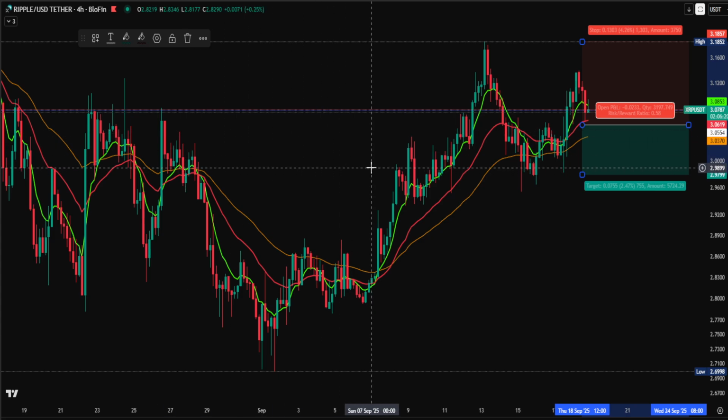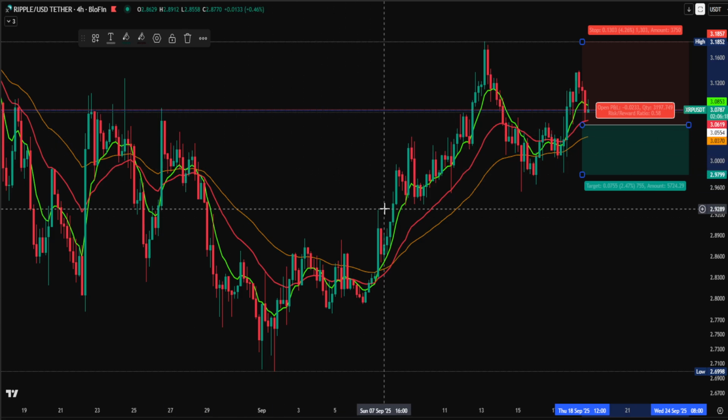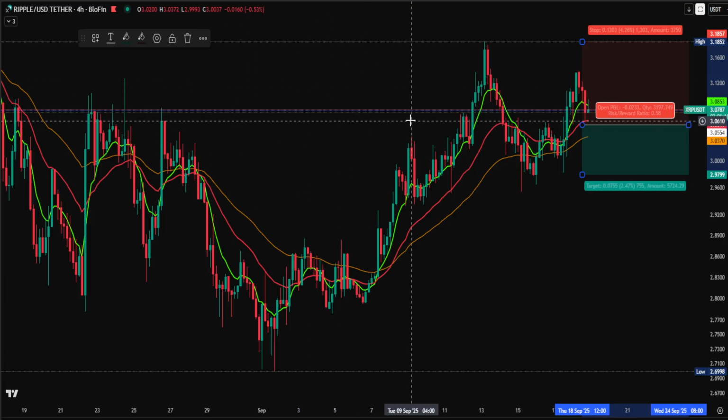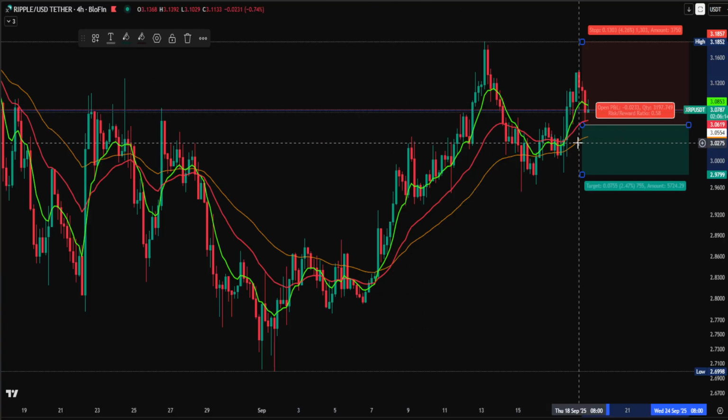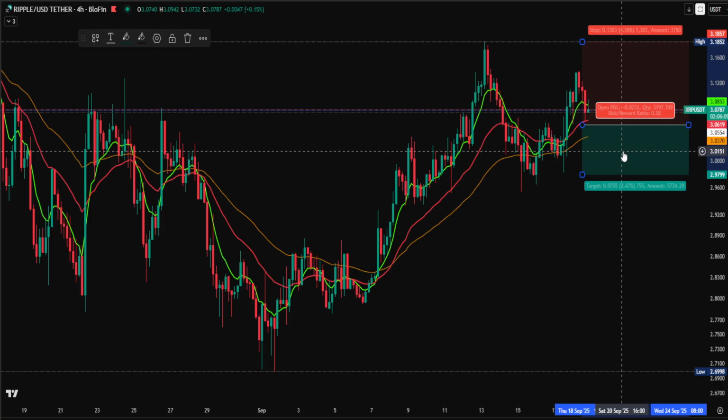1 minute and 5 minute trades are going to be scalping. Higher time frames are going to be longer term, more drawn out. So with a 1 minute or 5 minute, you're playing in and out.